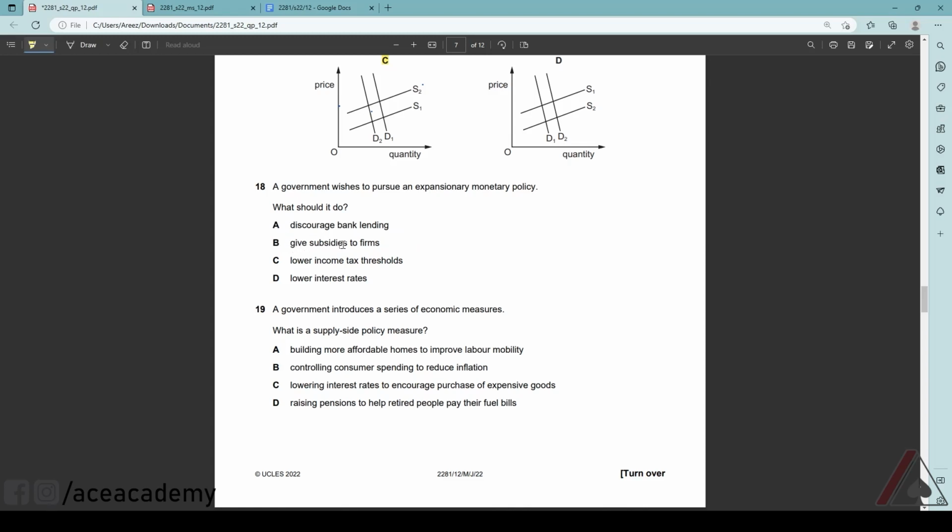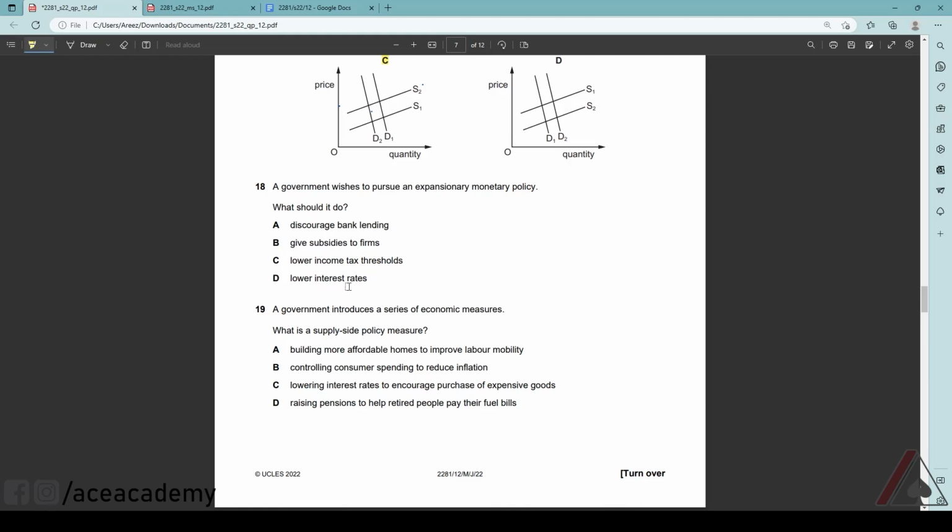Then we have it gives subsidies to farms. If it gives subsidies to farms, it would mean that there's going to be... subsidies aren't necessarily a monetary policy to begin with. So first and foremost, this is not part of an expansionary monetary policy. So B is also not your answer. C is the lower income tax threshold. Again, a lower income tax is also not a monetary policy. This is fiscal policy, and number B is supply side policy. So not B, not C. These are not monetary policies.